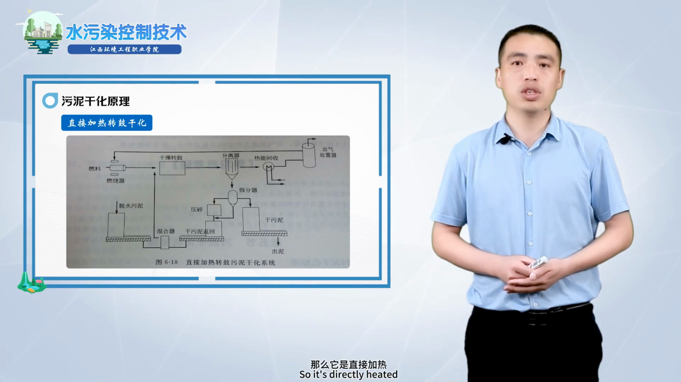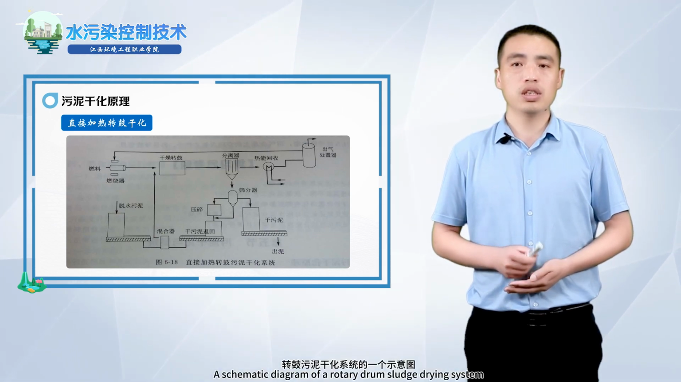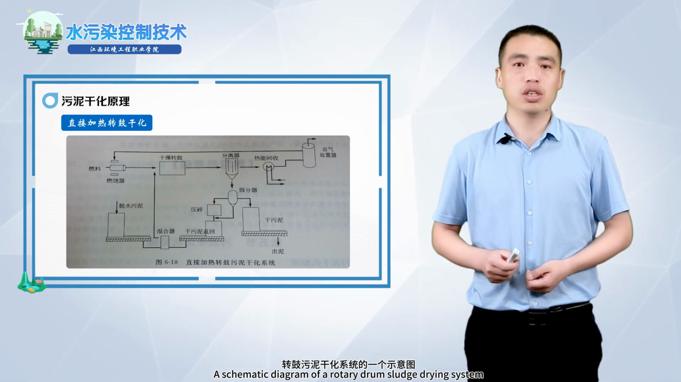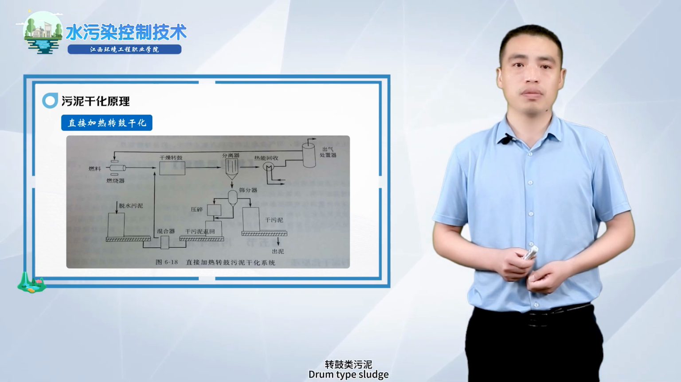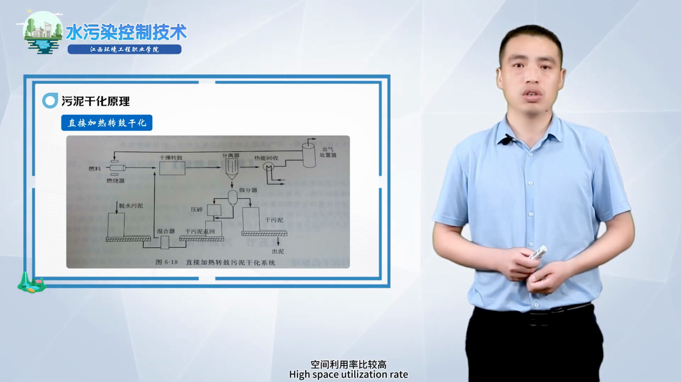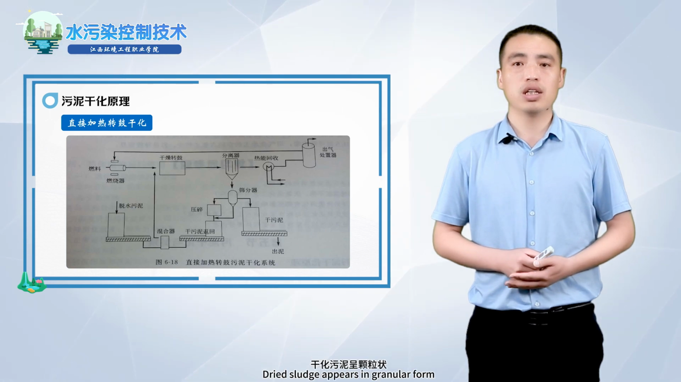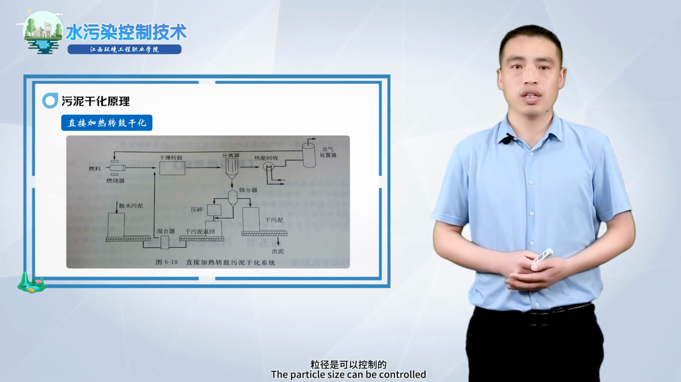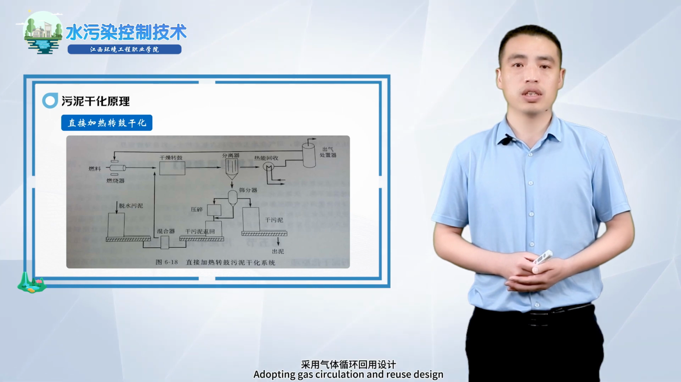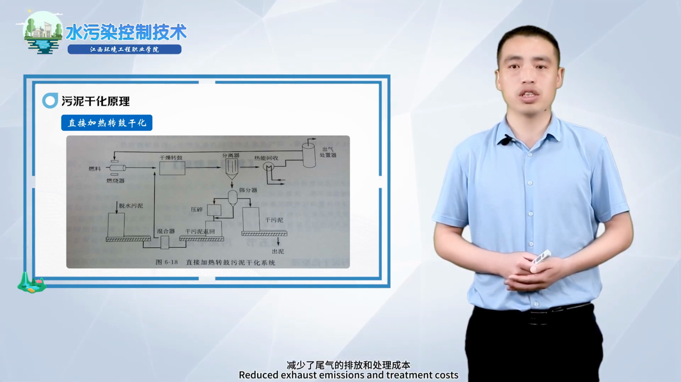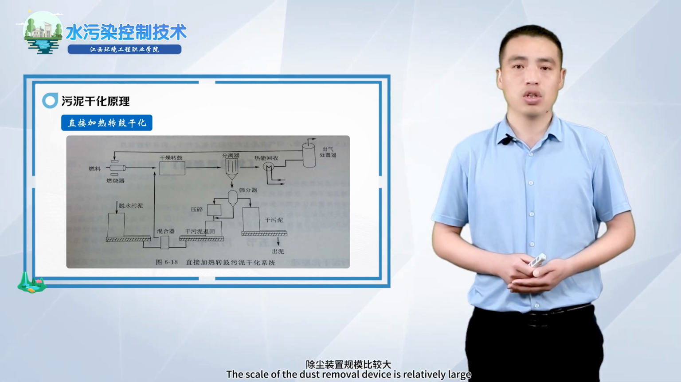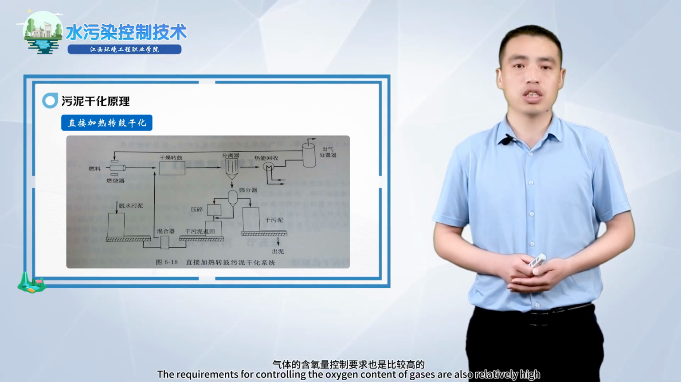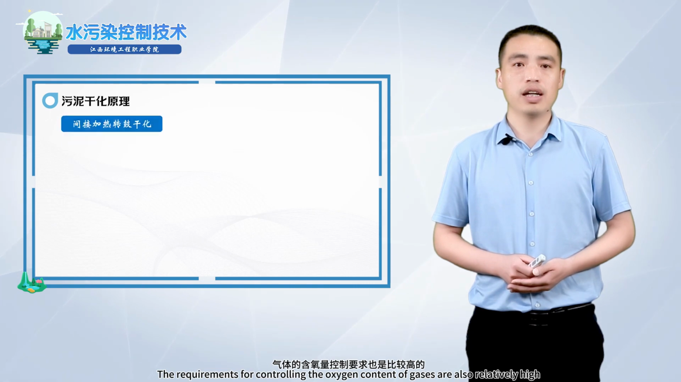The picture you see is a schematic diagram of a directly heated rotary drum sludge drying system. The characteristics of this system: direct contact between sludge and hot air, drum type with no rotating parts, and high space utilization rate. Dried sludge appears in granular form, and the particle size can be controlled. It adopts a gas circulation and reuse design, reducing exhaust emissions and treatment costs. But all circulating gases need to be treated, the scale of the dust removal device is relatively large, and the requirements for controlling the oxygen content of the gases are also relatively high.